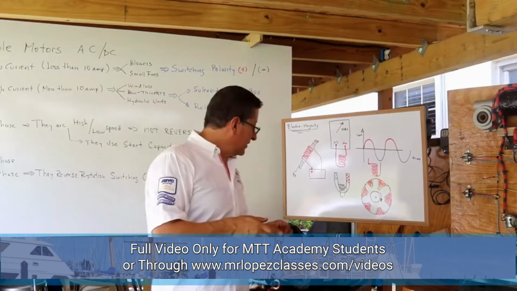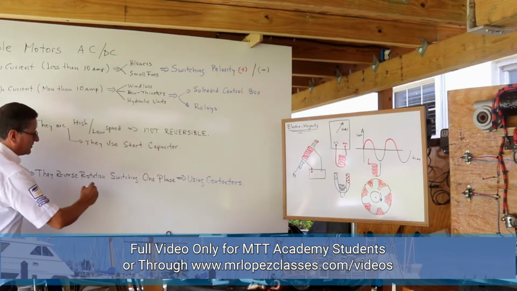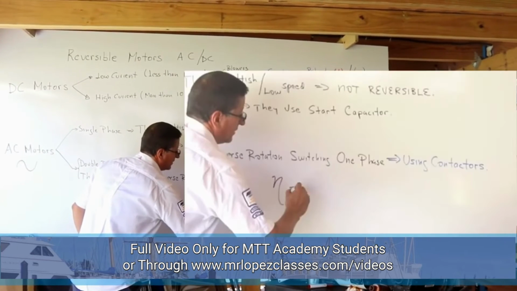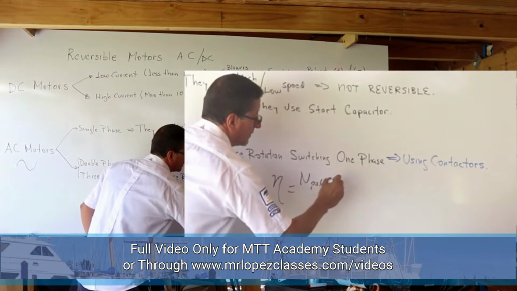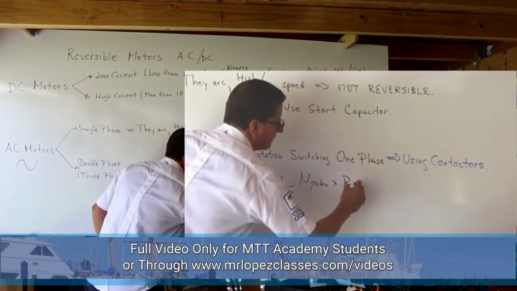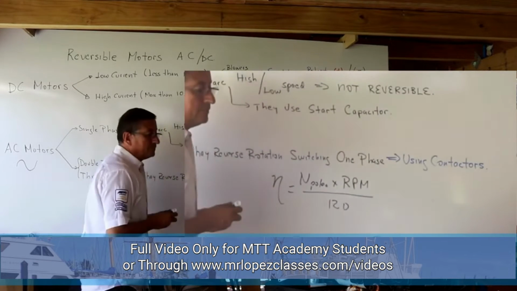And we are going to study in other episodes the formula to calculate the frequency. Frequency is equal to the number of poles times the RPMs divided by 120.